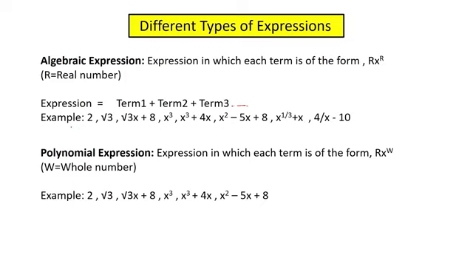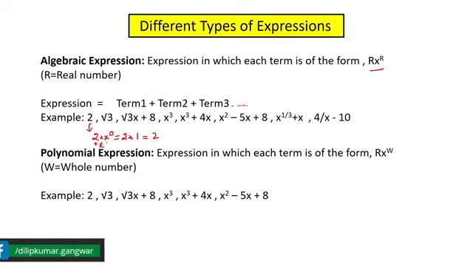If you see the example here, this simple 2 is an algebraic expression. How? If you write this 2 multiply x to the power 0, x to the power 0 is 1, that means 2. So we can write this 2 in this r x to the power r form. That means this is r, x is the variable and this 0 is the exponent or the power, and this 2 is a real number.